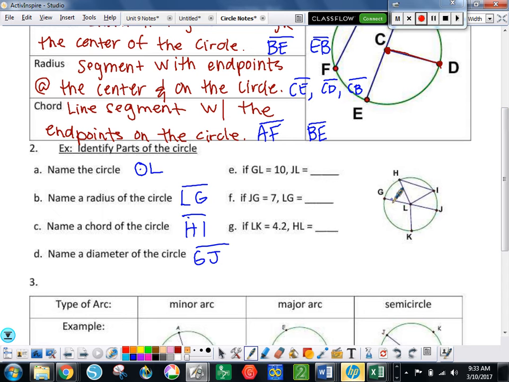Okay, so now we've got some calculations. If GL is 10, what's JL? Well, these are both what? Radius, so they have to be equal. Very good. If JG is 7, so the entire thing is 7, how long is LG? How did you get it? You divided it by 2. Very good. If LK is 4.2, find HL.